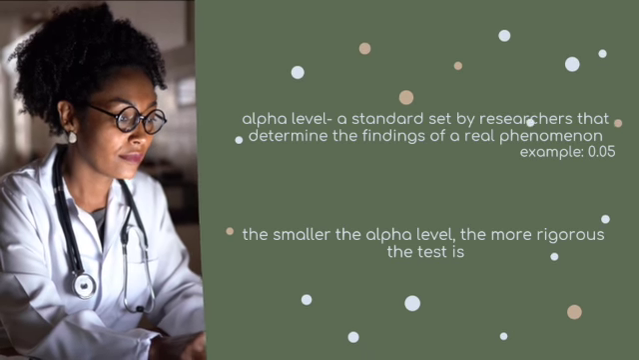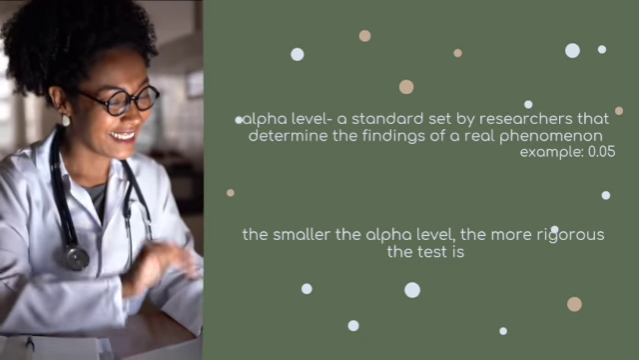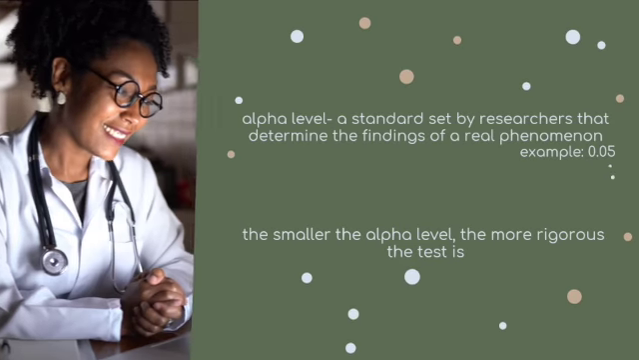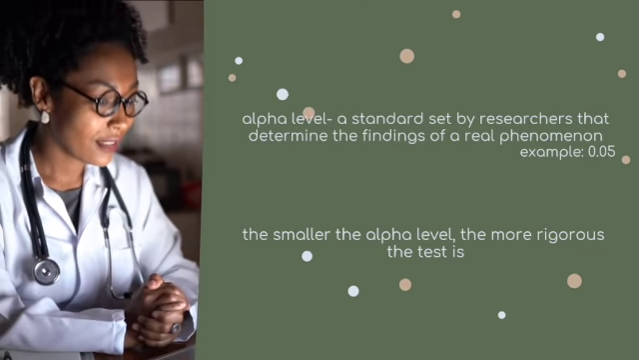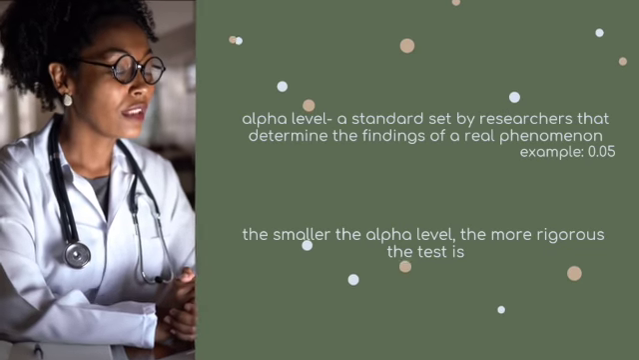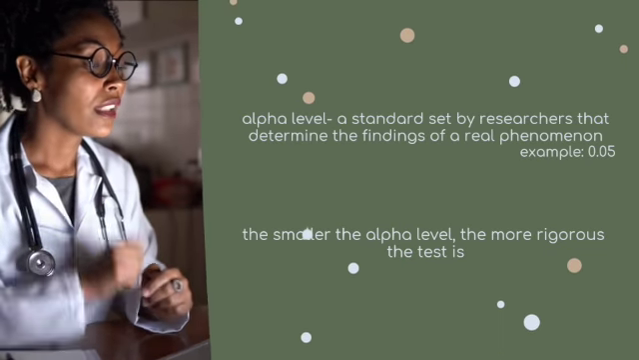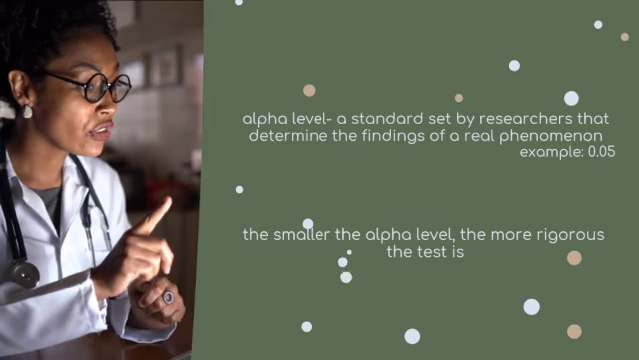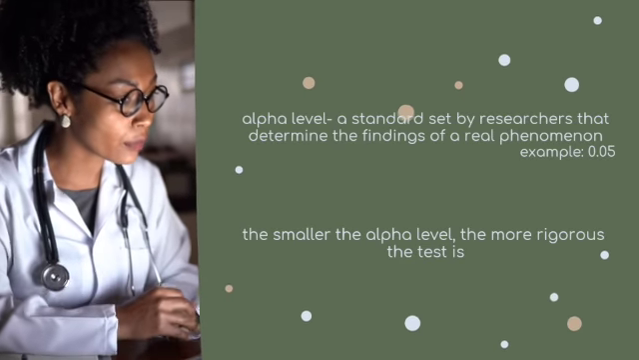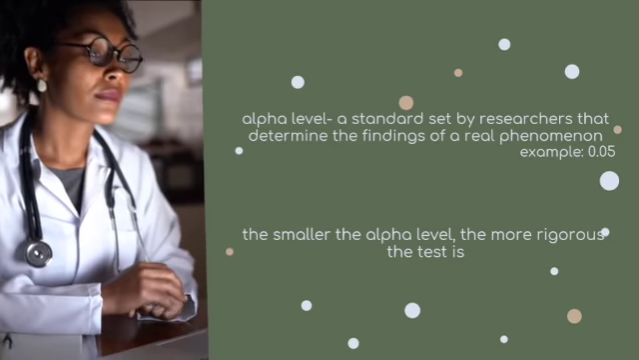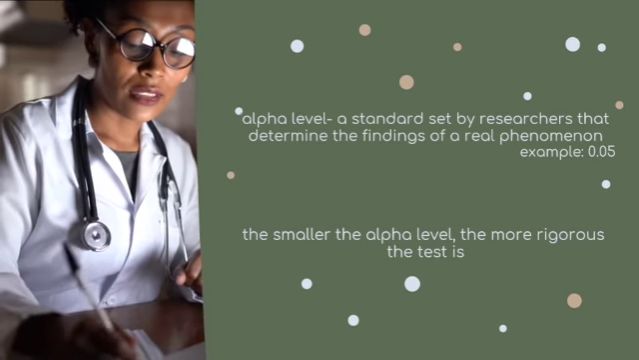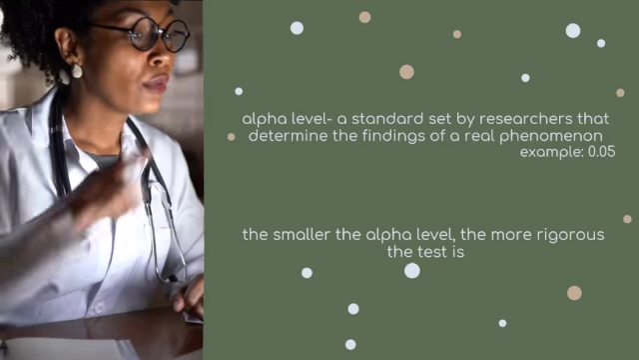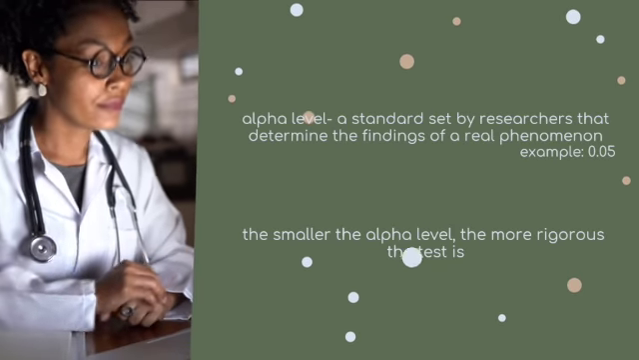I'm going to go over a few more aspects in statistics in order for you to better understand type 1 error and type 2 error. So now let's talk about alpha levels. Alpha levels are a standard set by researchers that determine the findings of a real phenomenon. So the smaller an alpha level is, the more rigorous the test is, and vice versa. So an example of an alpha level would be 0.05.